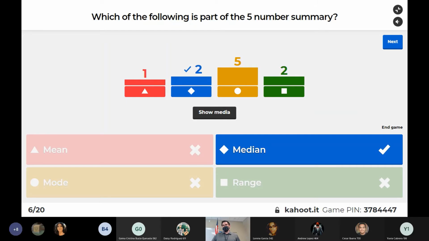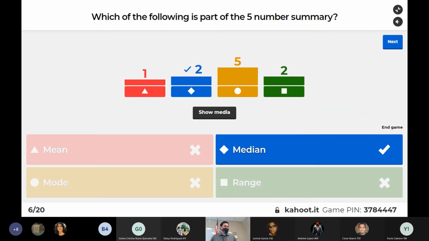Yep. So the median is part, sorry, I misread that. I apologize if I led you astray. The mean is not part of it, the mode is not part of it, and the range is not part of it. Just the median, right? Mean isn't, the average. Average does not come into play when making a 5-number summary.